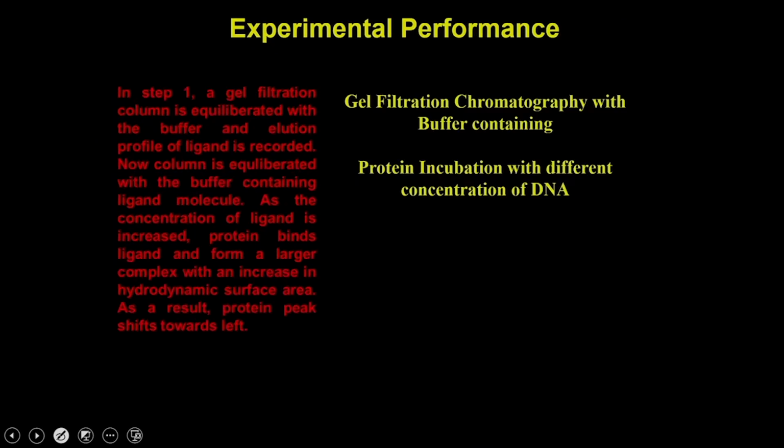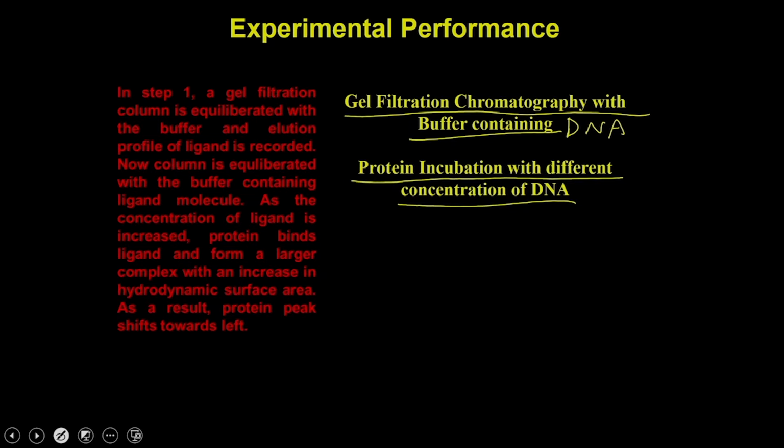To perform these experiments, what do you require? You need a gel filtration chromatography setup where you are going to use gel filtration buffers containing the DNA, and you have to incubate the protein with different concentrations of DNA. So, in step 1, a gel filtration column is equilibrated with the buffer and the elution profile of the ligand is recorded.